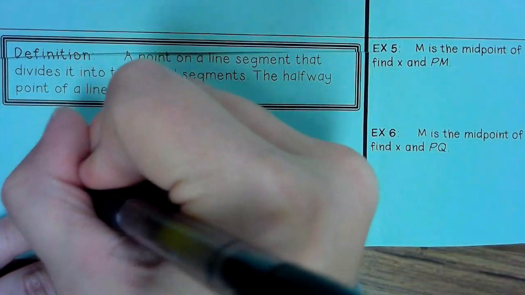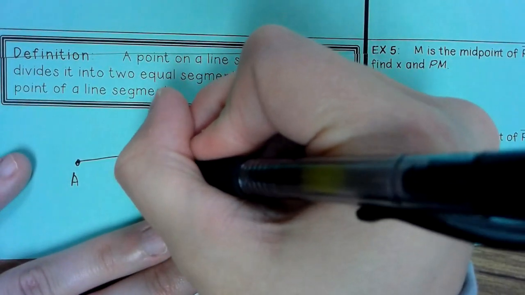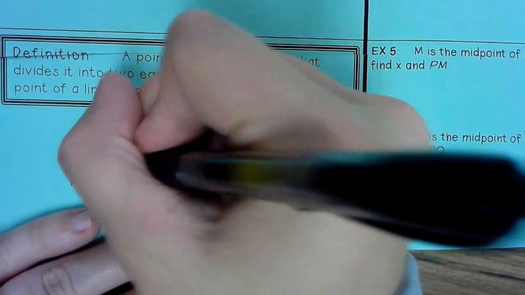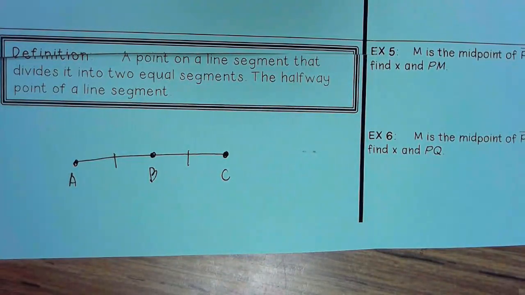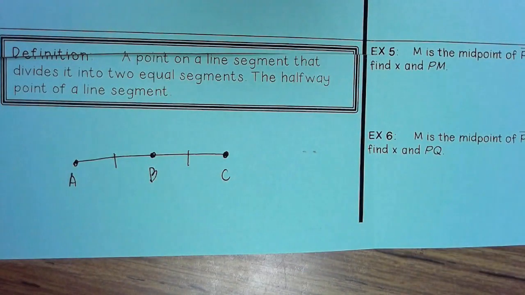It's a line segment, it says. So we'll call it AC. And it's the point on the line segment that divides it into two equal segments. Remember, that is not an acceptable picture. You've got to have these marks letting me know that they're the same. Two equal segments. All right, so let's work one of those examples and then I'll be done.